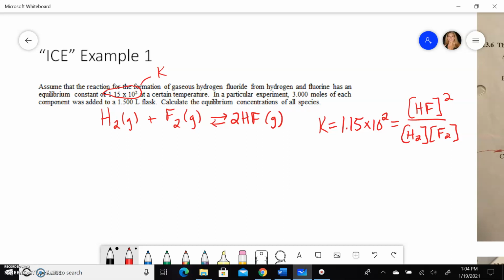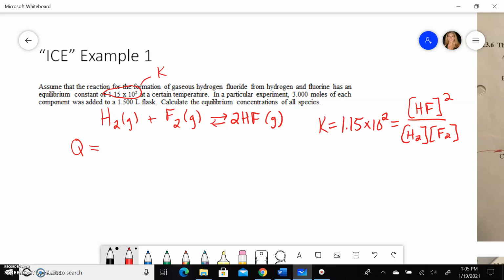So if you're given amounts of all of your reactants and products, what you have to do is to calculate Q. And from our last video, you should have seen that Q is the same thing as K in terms of the math, but you're calculating it when it hasn't yet reached equilibrium. And so this question says in a particular experiment, you have 3 moles of each component in a 1.5 liter flask. It does not say that those are the amounts at equilibrium. In fact, that's the whole point of the question, is that you're trying to solve for the amounts once it's reached equilibrium. So that's kind of your clue that these are not the equilibrium amounts.